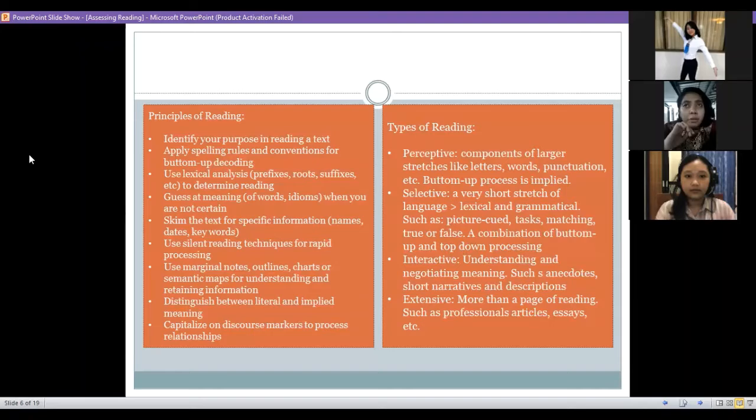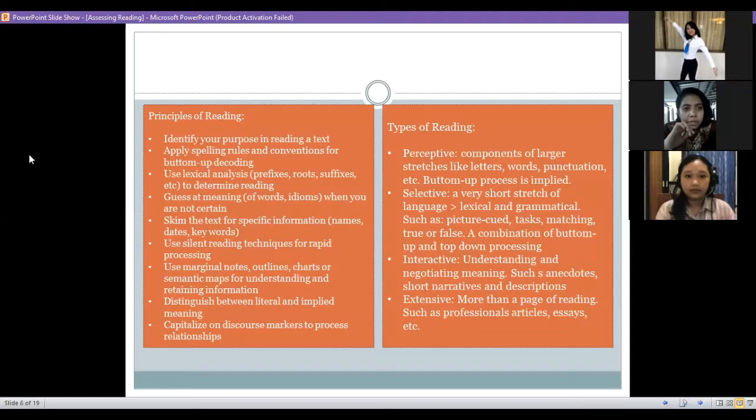Everyone has their own style in reading, but this book says that when we read silently, we can make the processing faster. And then use marginal notes, outlines, charts, or semantic maps for understanding and retaining information, and distinguish between literal and implied meaning, as I have talked about before, and capitalize on discourse markers to process relationships. And then let's take a look at the types of reading. It has four types.